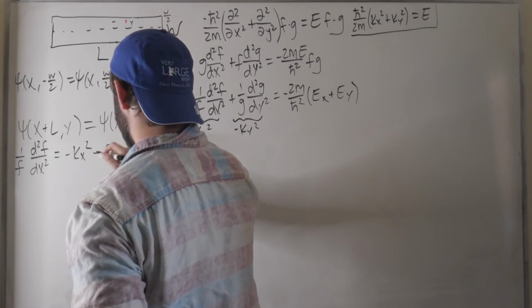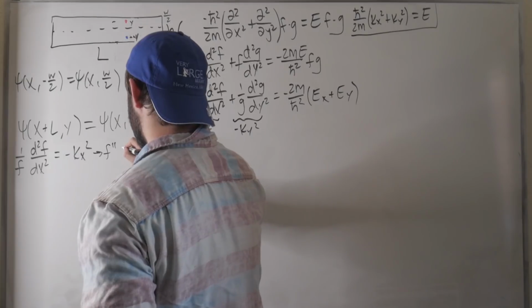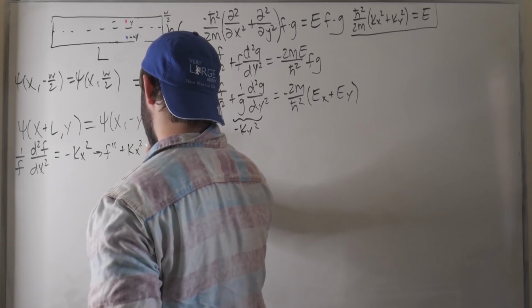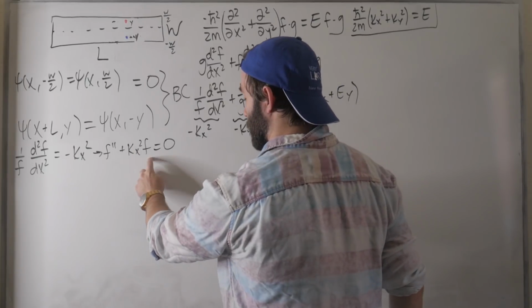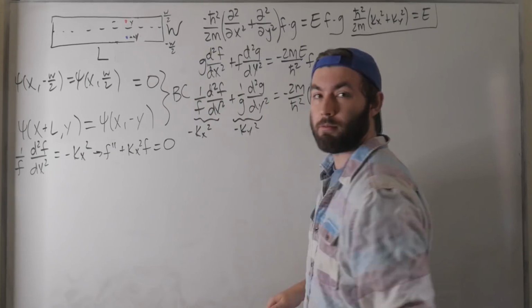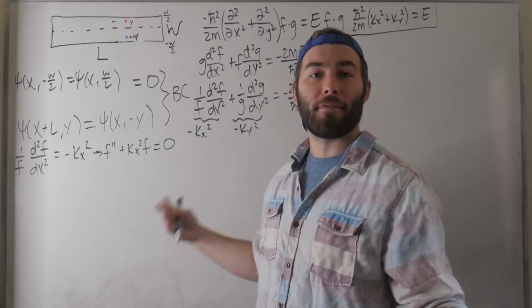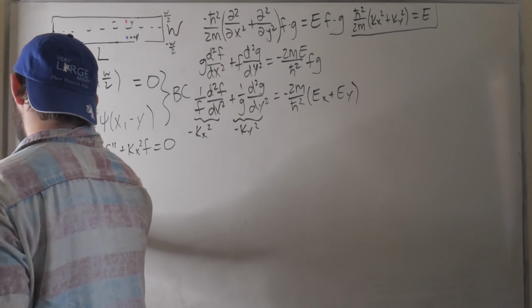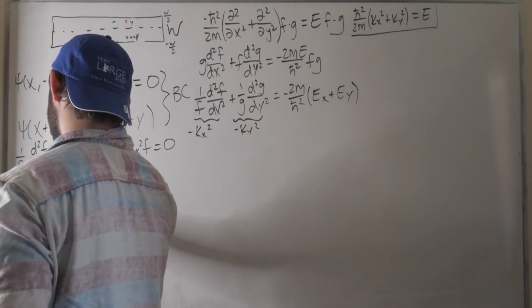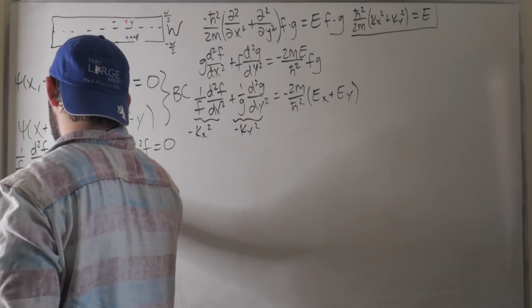F double prime, I'm just going to drop the d's, plus kx squared f is equal to 0. So we get that the function must be proportional to its second derivative. That's the definition of an exponential. So the procedure is you guess that f is some exponential, e to the lambda x.